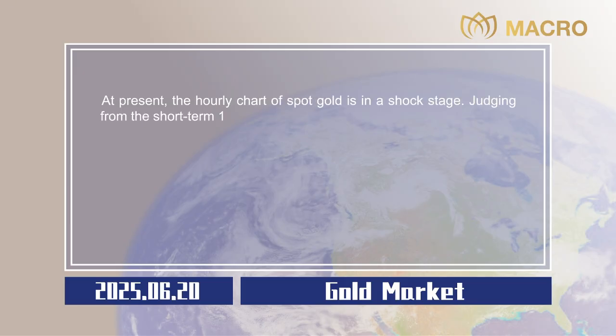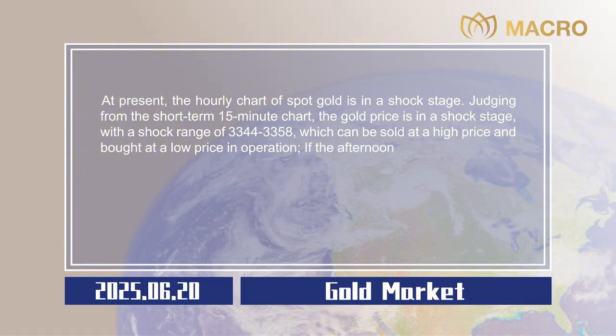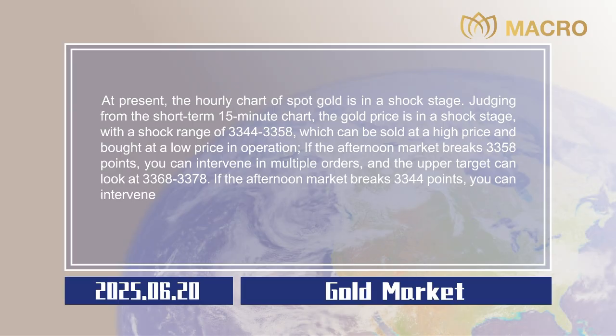Gold market. At present, the hourly chart of spot gold is in a shock stage. Judging from the short-term 15-minute chart, the gold price is in a shock stage, with a shock range of $3,344 to $3,358, which can be sold at a high price and bought at a low price in operation. If the afternoon market breaks 3,358 points, you can intervene in multiple orders, and the upper target can look at $3,368 to $3,378. If the afternoon market breaks 3,344 points, you can intervene in empty orders, and the lower target can look at $3,334 to $3,324. Stop losses are all $5.